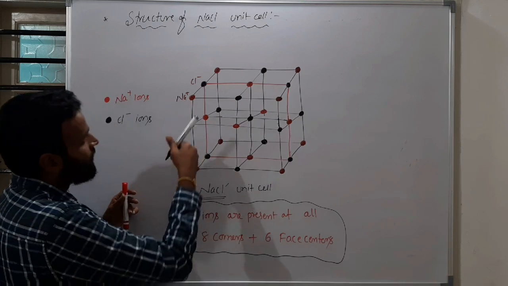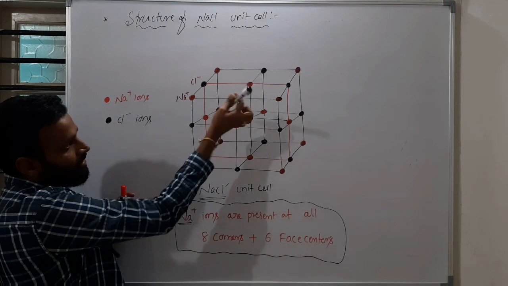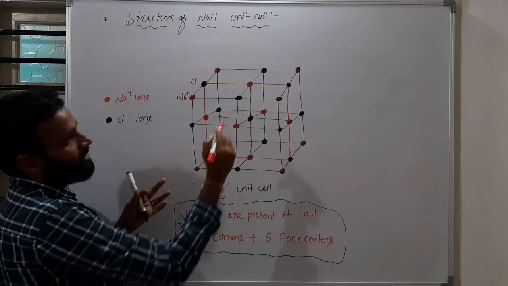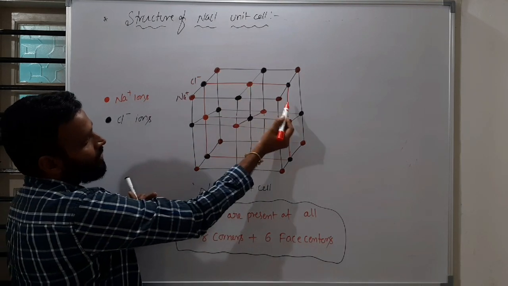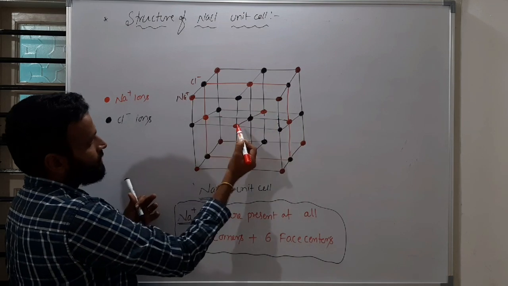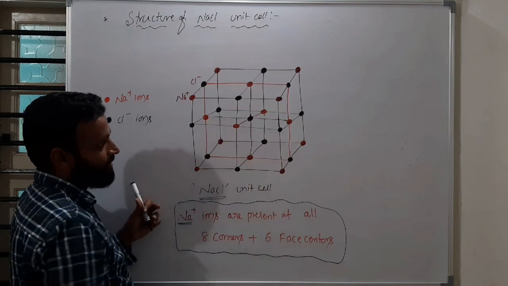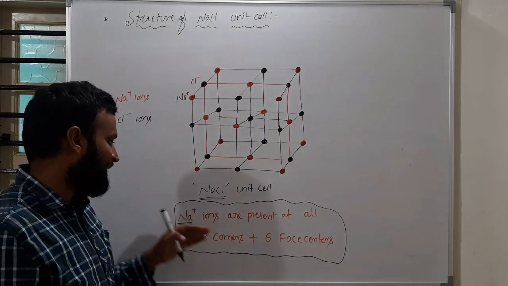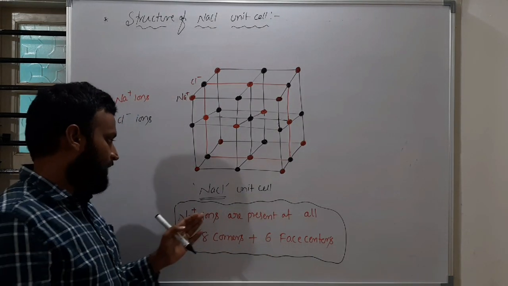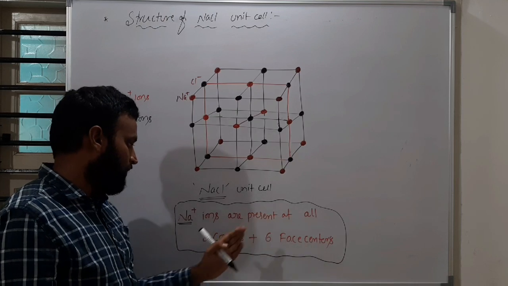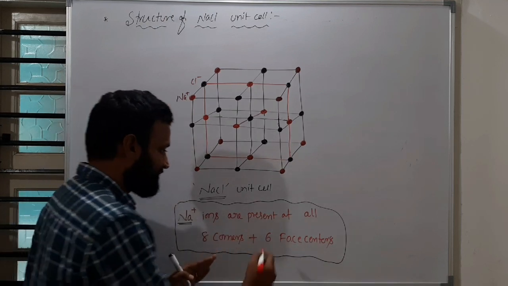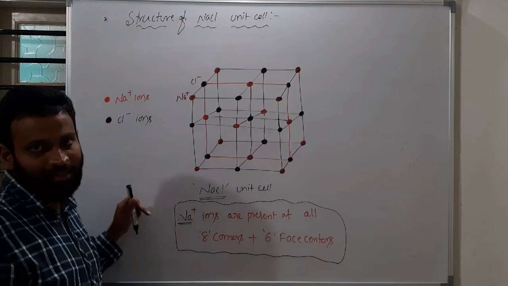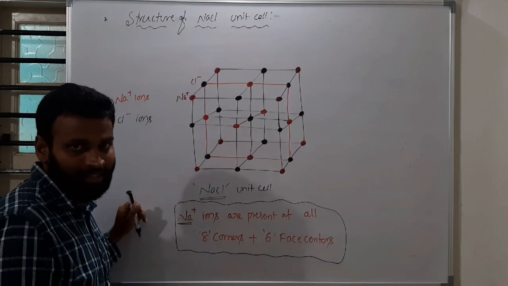You can check here. See, this is one face center, Na plus. Understanding? Na plus means red color. It is the first, second face, third face, fourth, fifth and sixth face. So 6 face centers have 6 Na plus ions. So Na plus ions are present at all 8 corners and 6 face centers. Who is present? Na plus ions.